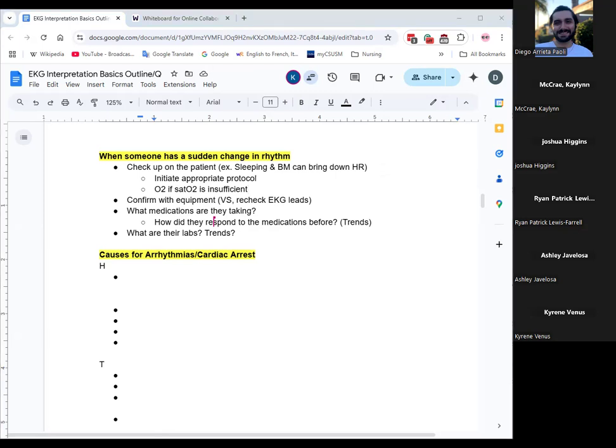Make sure they have IV access. It makes her life easier if they do need epinephrine. Make sure they already have at least one IV going.